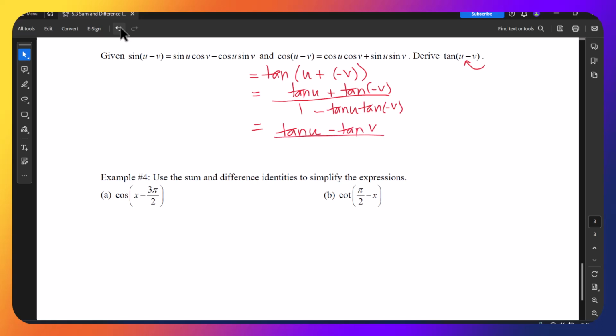Same thing in the denominator, it's going to be 1 minus tan u, and then tan of negative v, so take the negative out, and that makes the subtraction into addition. So tan u tan v. That's the end of this proof as well, and I'll leave you to figuring these two out on your own.